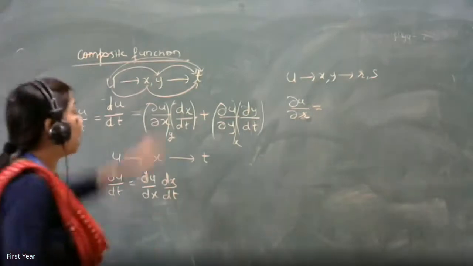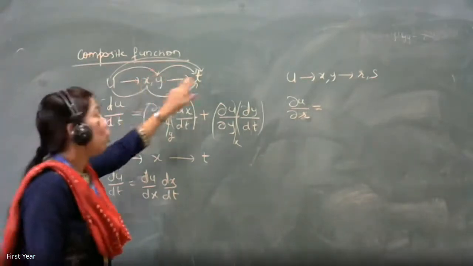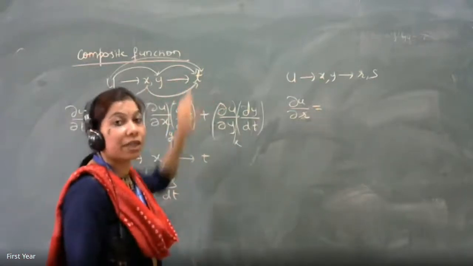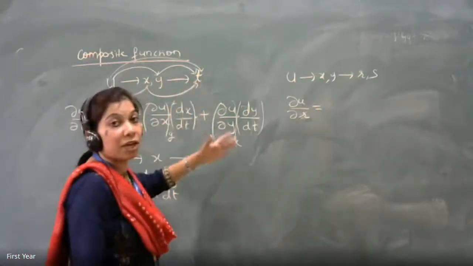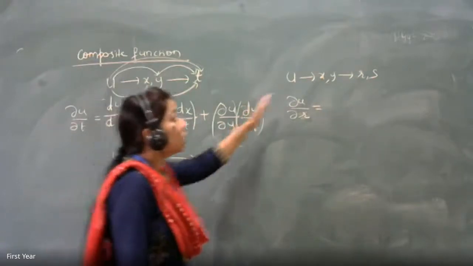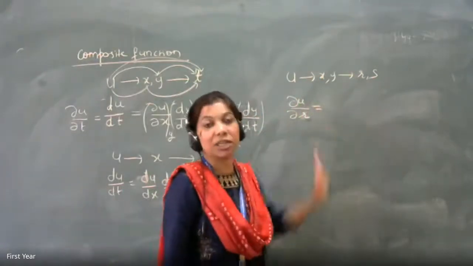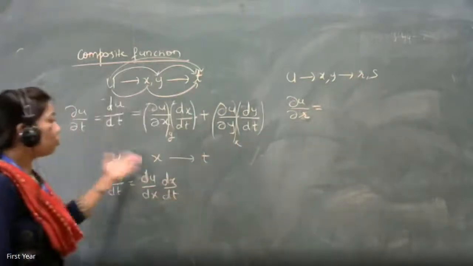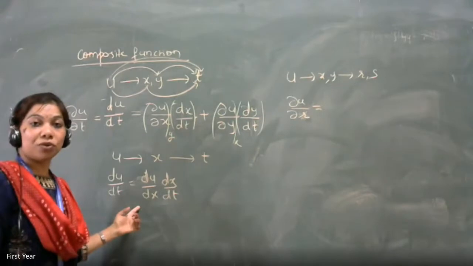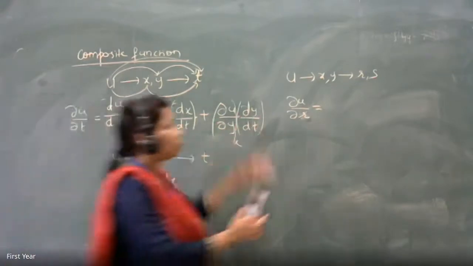But now either in the middle there will be two variables, or at the end there will be two variables, or both places there will be two variables. Depending on how many variables there are, it may be a composition of ordinary and partial, it will be a composition of all partials, or if it is depending on only one variable, it will be an ordinary derivative. Is this clear? This is also the chain rule. This is also the chain rule, and this one also will be the chain rule.